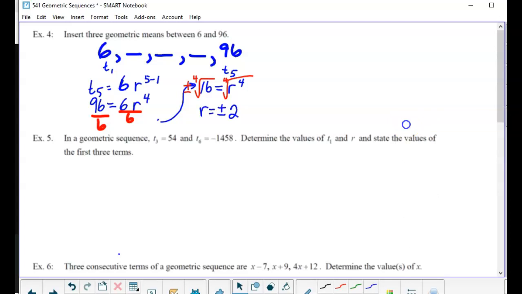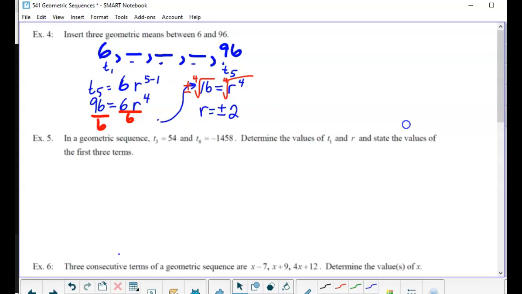So can you have two r values? In this case, you can, right? Because, take a look, if we start with a positive, and if r is negative, then we would have a negative here, then a positive, then a negative, and then a positive. So that would work. Okay, so there's going to be two sets of geometric means.